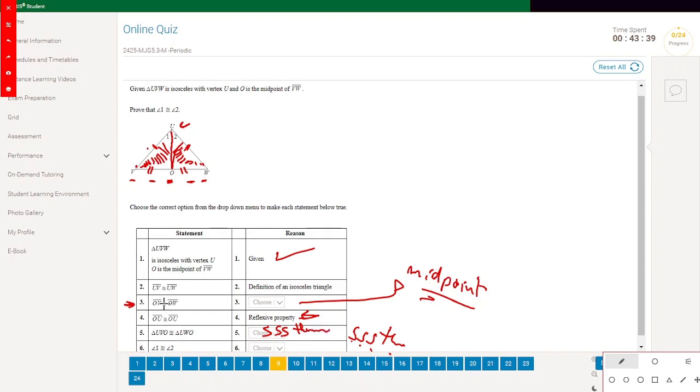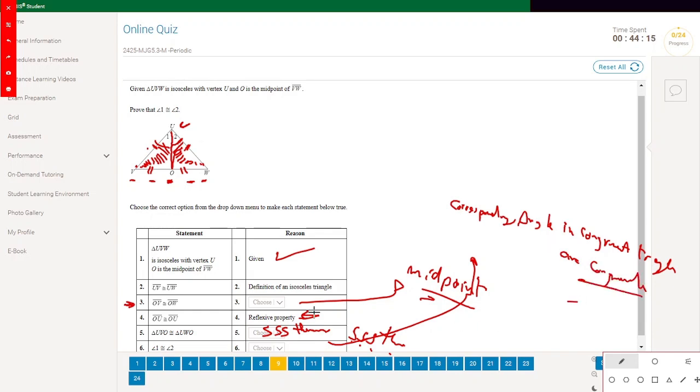Now, because these two triangles are congruent, angle 1 is congruent to angle 2 and will be equal also. So this one is the corresponding angles of congruent triangles. If the triangles are congruent, then the corresponding angles are congruent. Okay?